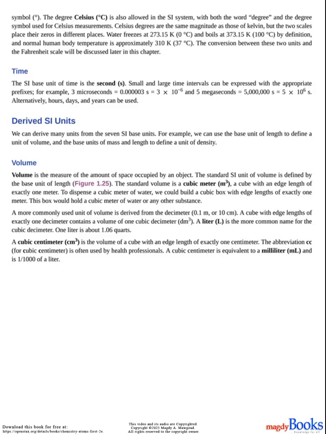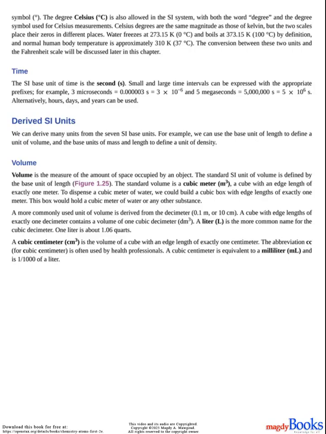1.4.2. Derived SI units. We can derive many units from the 7 SI base units. For example, we can use the base unit of length to define a unit of volume, and the base units of mass and length to define a unit of density. A. Volume. Volume is the measure of the amount of space occupied by an object.